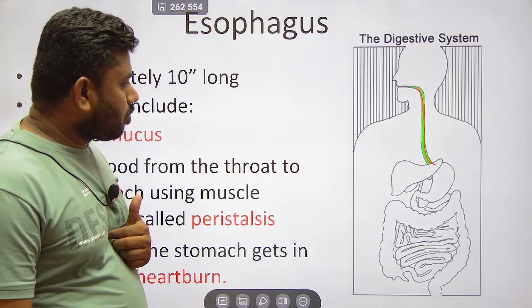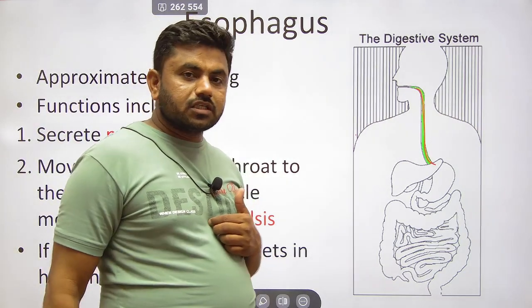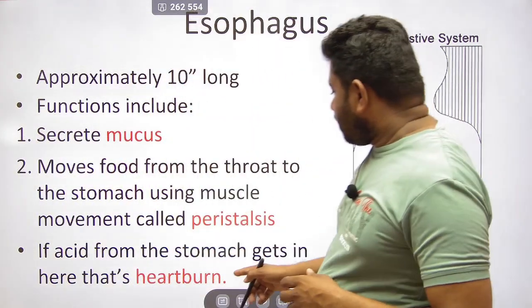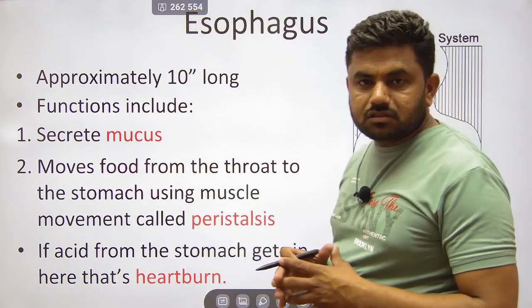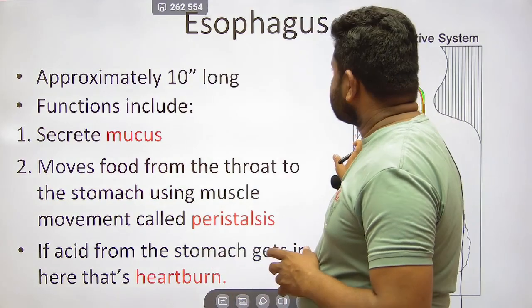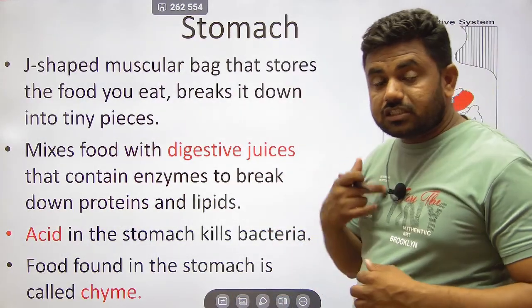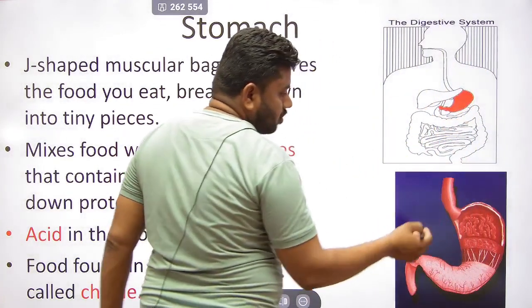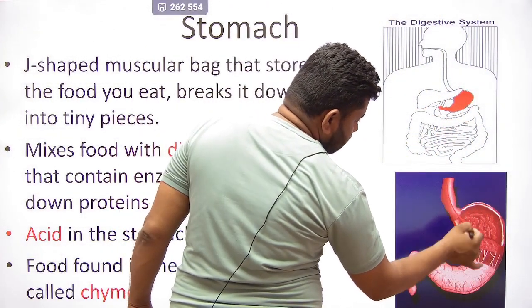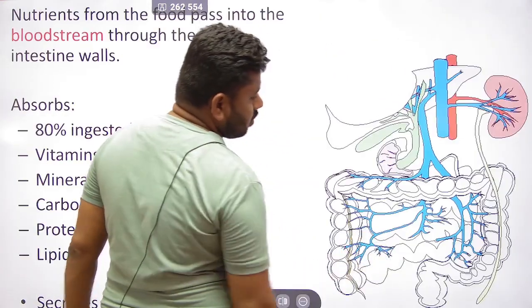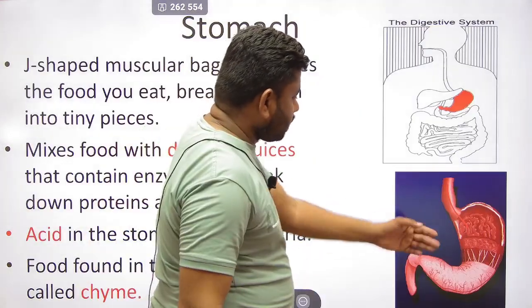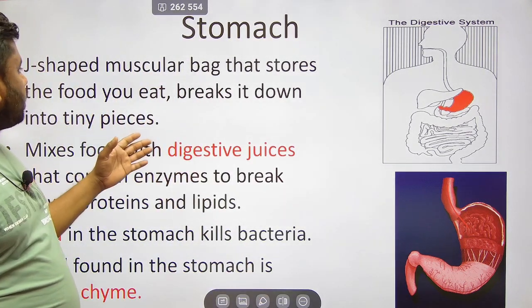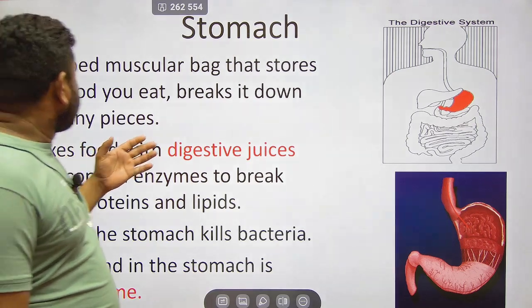If food is not properly chewed, not properly digested, and the acid does not mix inside properly, then we suffer from heartburn. Now see the stomach, a J-shaped structure. See here in the figure, the J-shaped structure, a muscular bag that stores the food you eat and breaks it down into tiny pieces.